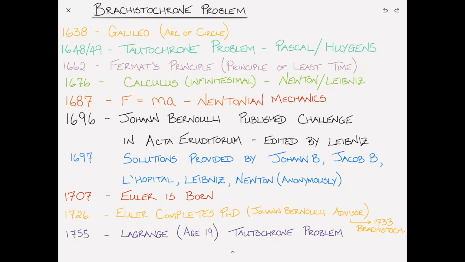He just was a real prodigy and had a feel for things. And then finally, in 1756, Euler publishes the calculus of variations, which provides a framework for Fermat's principle, for the Tautochrone problem, for the Brachistochrone problem, and a whole bunch of other path minimization problems. Newton lived well into his 80s to a ripe old age, and he died here in 1726, at about the same time that Euler was completing his PhD.